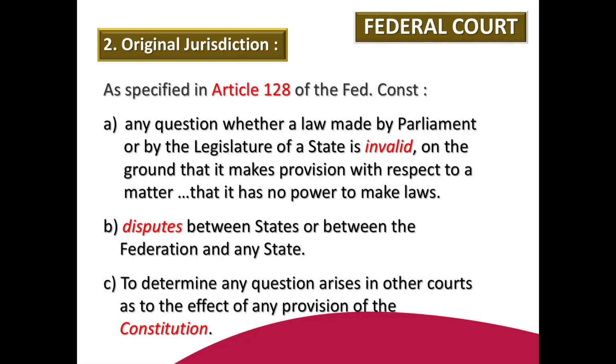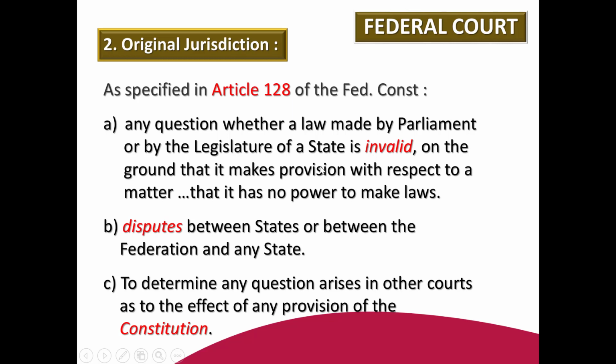It is the jurisdiction of the Federal Court to decide on the validity of the law made by the parliament or by the state legislative assemblies, on the ground that maybe the parliament or the state legislative assemblies has made provisions, membuat undang-undang ataupun peruntukan, with respect to a matter where they have no power to make such laws. Maknanya, katakanlah jurisdiction parlimen hanya boleh buat law yang berkaitan bawah federal list. However, the parliament makes the law which is relating to the state list.